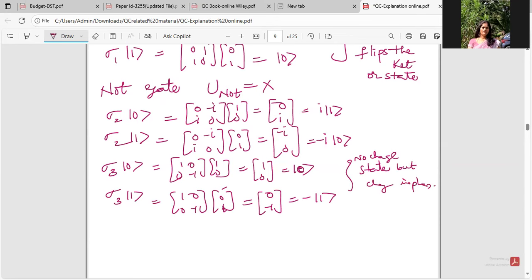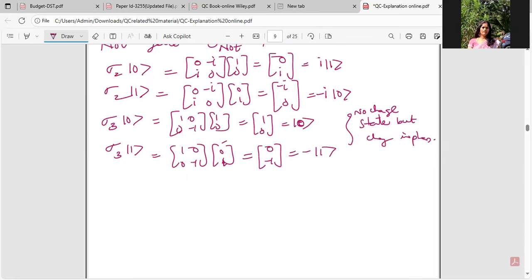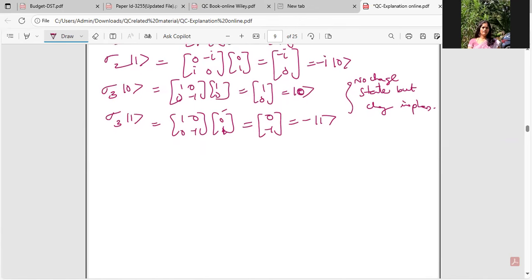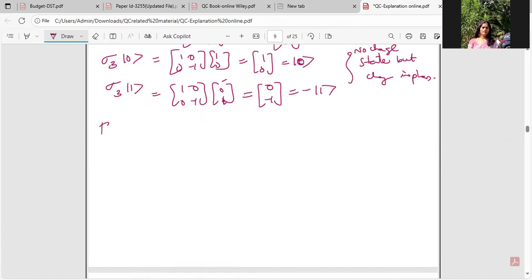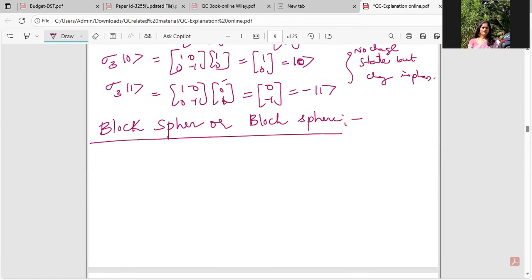This is all about how the Pauli operator operates on the basis states. Now, why I've discussed all this is for the understanding of the Bloch sphere. This has an important role in quantum computing. Details of it we shall discuss.